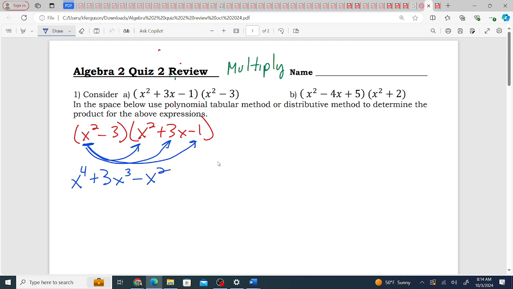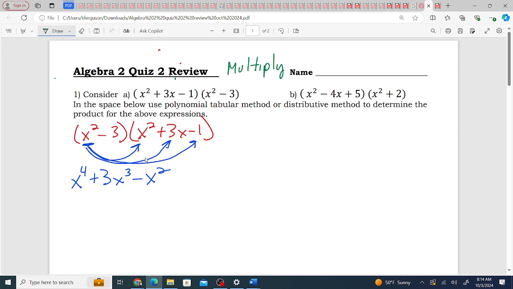Does anybody have any questions on that? All I did was distribute. I took the first term in my binomial and I multiplied it times every other term in my trinomial, or in my other set of parentheses.